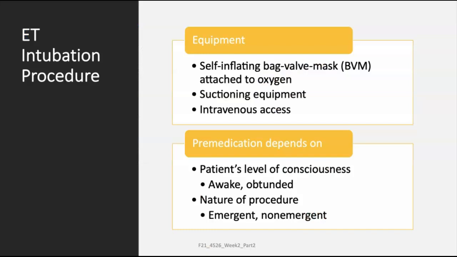So let's go through the ET intubation procedure. The equipment that is needed is a self-inflating bag valve mask, so your Ambu bag, which is attached to oxygen, suctioning equipment, and intravenous access. Those are the three things you would need to make sure are at the bedside, and that RT is going to be present during the intubation.